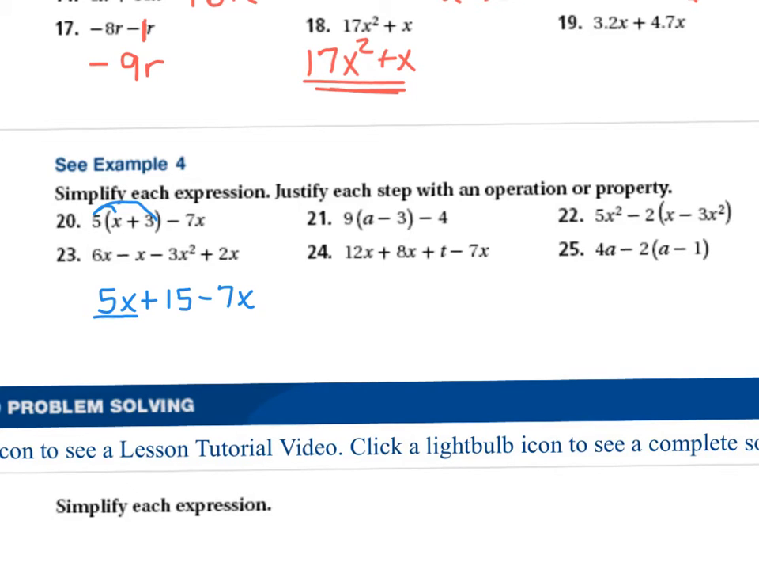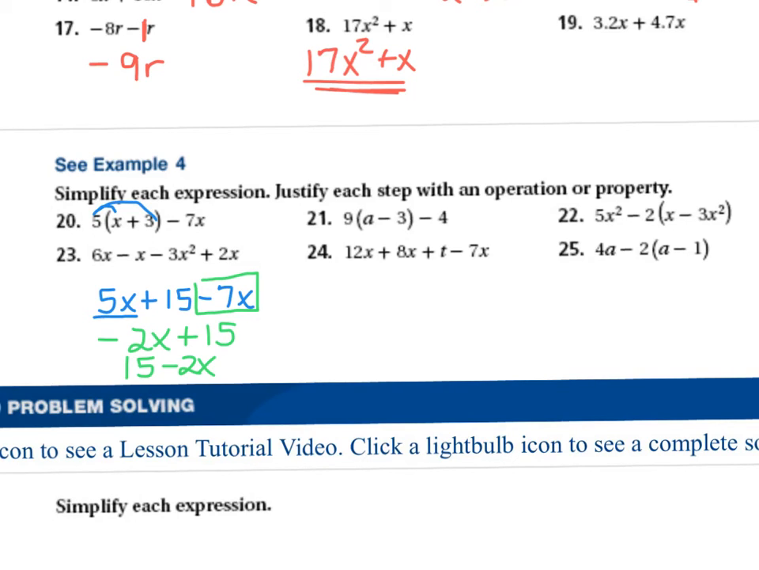5x, and here's what I need to be careful of. The sign is the sign that comes in front of the term. So 5x minus 7x becomes minus 2x plus 15. You may have written that as 15 minus 2x. Those are the same thing. I would accept either answer. Generally in math, we start with the variable term, but it doesn't really matter that much. So distribute, combine like terms, and the trick here is watching your signs at all times.